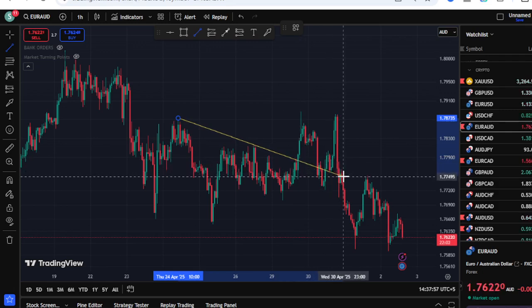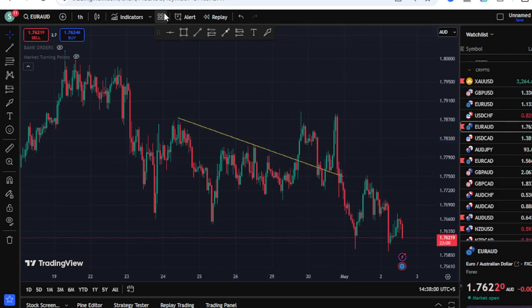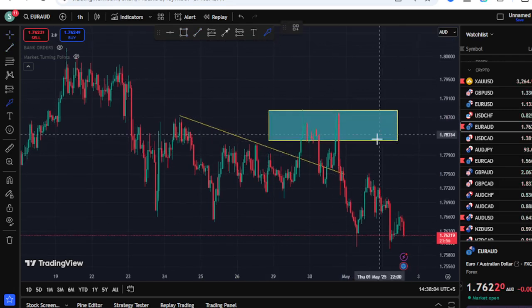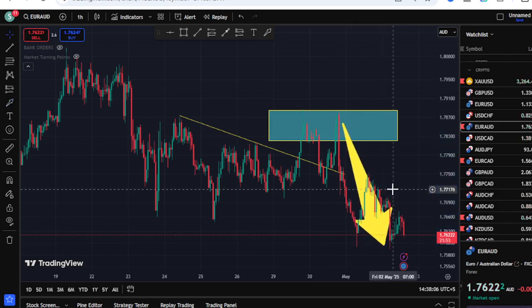Look, that was the bearish trend line. Your stop losses were sitting at that area. They have hunted your stop losses, and then after hunting them, look at the downward move. So this is the sad reality about the market.